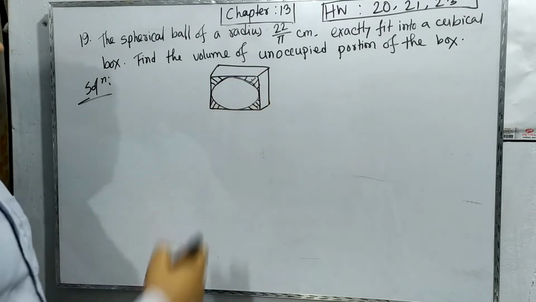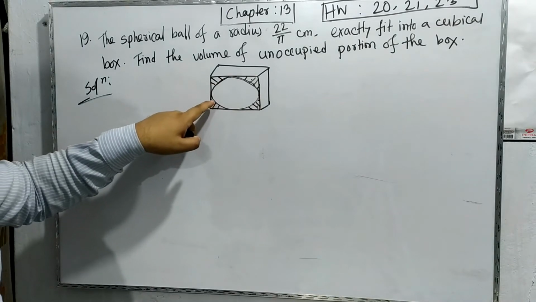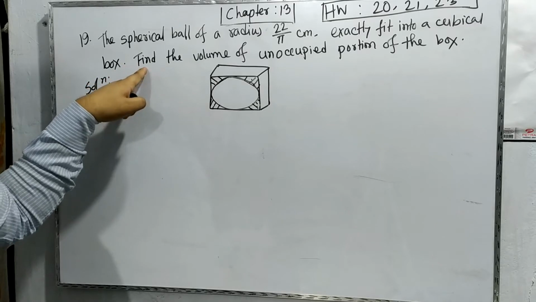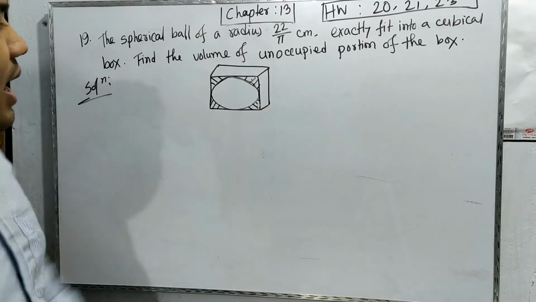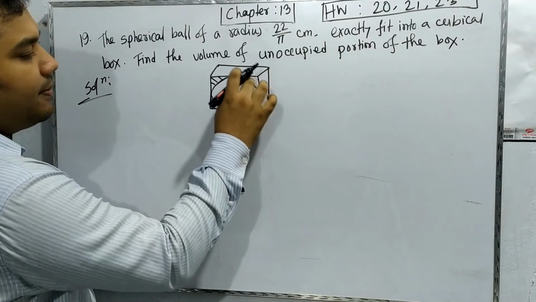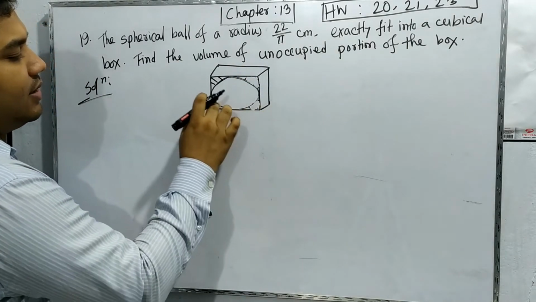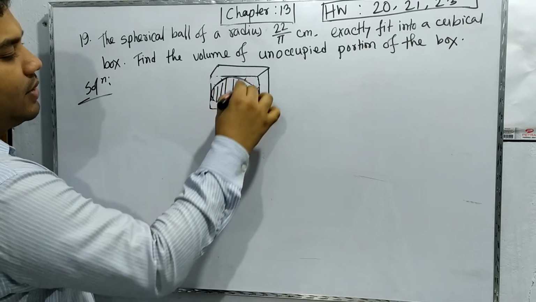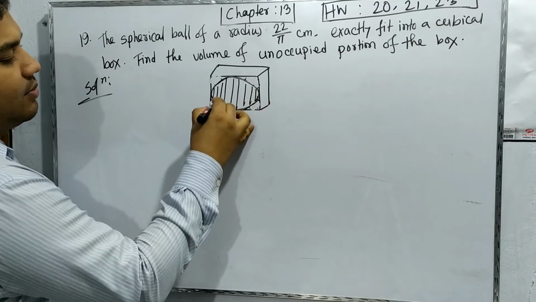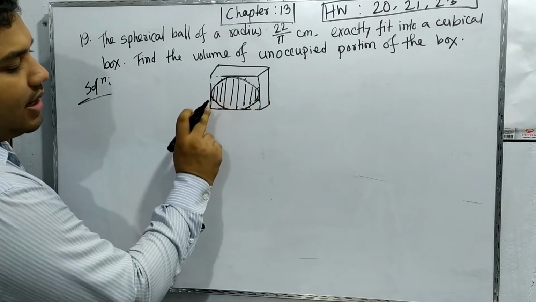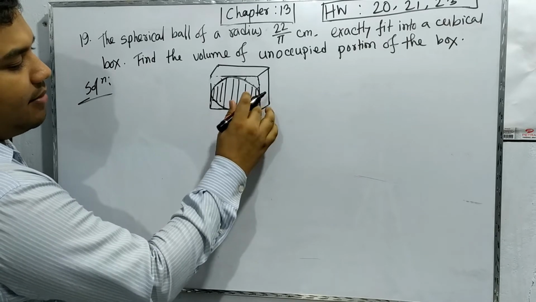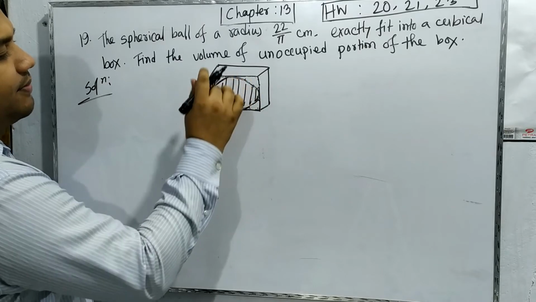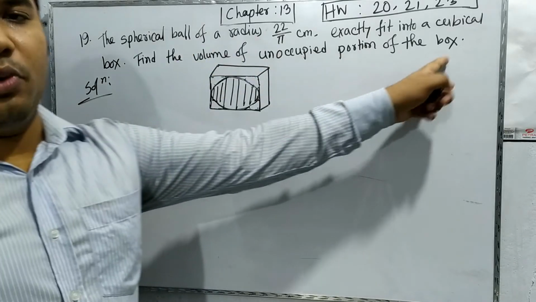This striped part we have to find, because this was the ball, and we have to find the volume of the unoccupied portion. Actually this is not the right way to draw it. The ball should be this way, and since the ball has fitted, here is an empty place, here is also an empty place, and here is the final empty place. So we need to find this unoccupied portion of the box.